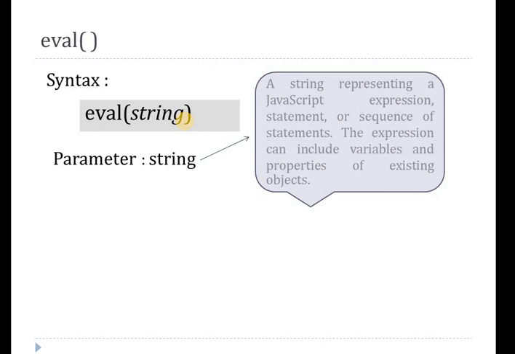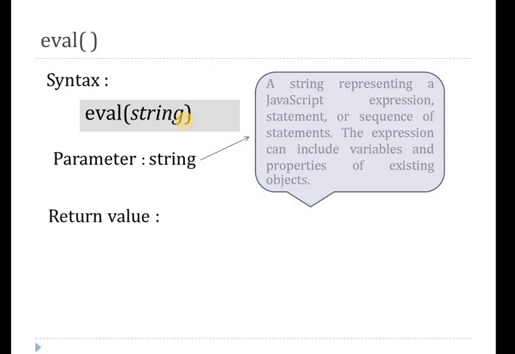That means it is not like it should be a program with parentheses only. It can be x+2, okay, but you have to pass it in double quotation. That's why it becomes a string representation. It can be an expression, statement, or sequence of statements. Now this expression can include variables and properties of existing objects also.